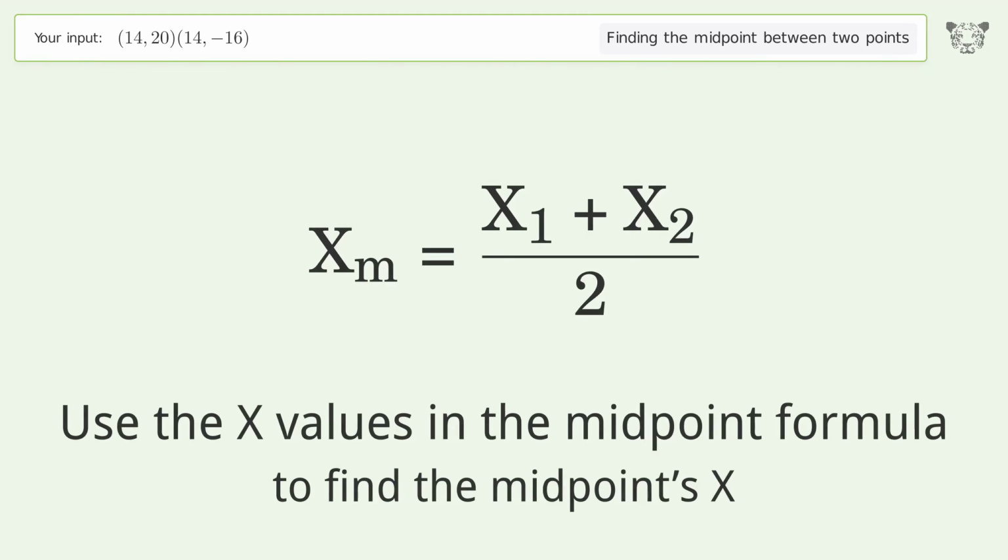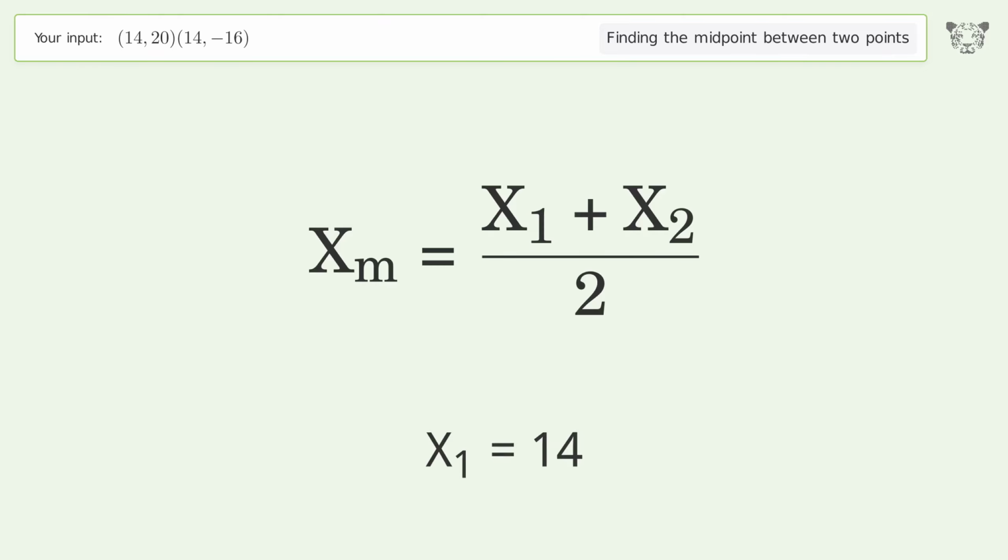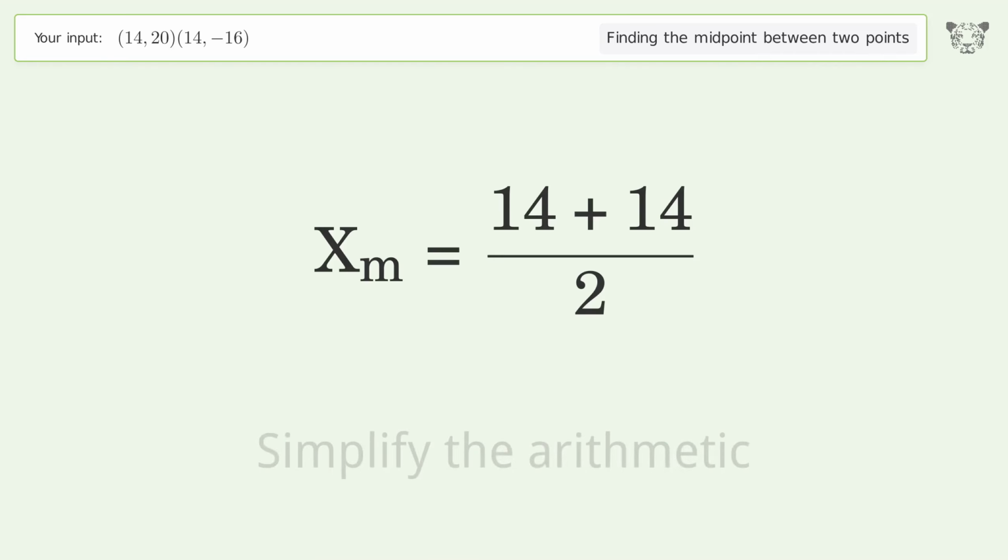Use the x values in the midpoint formula to find the midpoints x. x1 equals 14. x2 equals 14. Simplify the arithmetic.